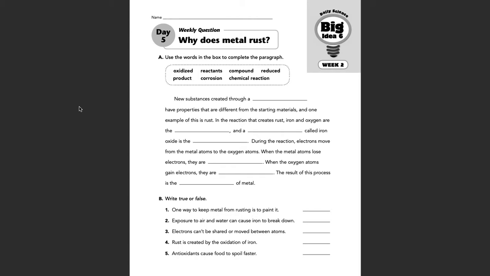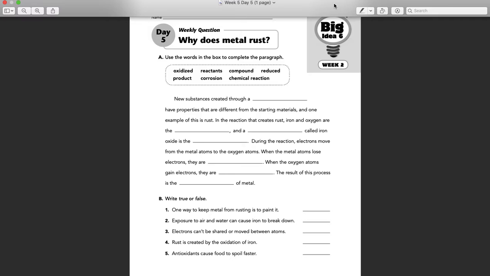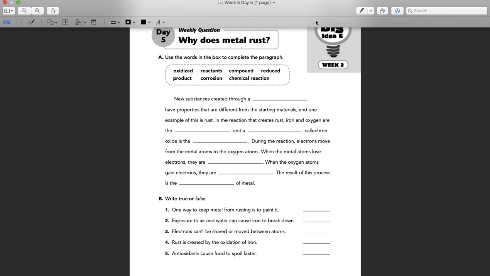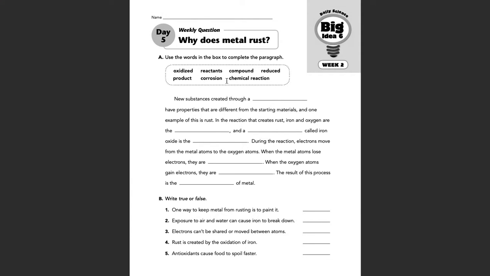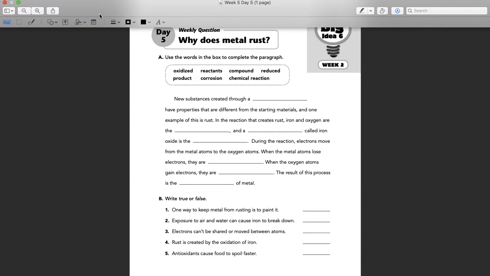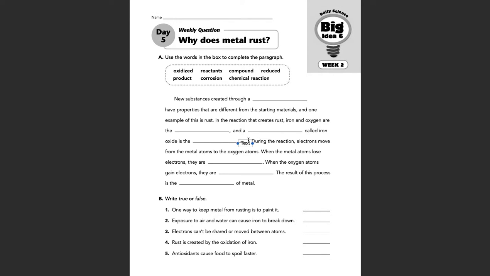Part A wants us to use the words in the word bank to complete the paragraph. So we have new substances created through a blank have properties that are different from the starting materials. If we remember that and we look at the 7 words in the word bank, the word that fits that spot the best would be chemical reaction. Because remember, a chemical reaction is where new substances are created through a reaction that have properties that are different from the starting material. So a chemical reaction creates new substances.